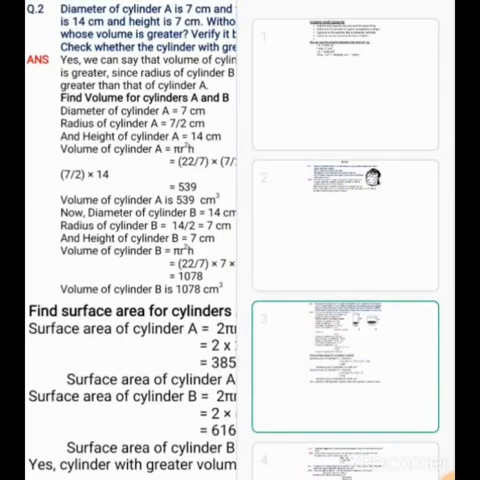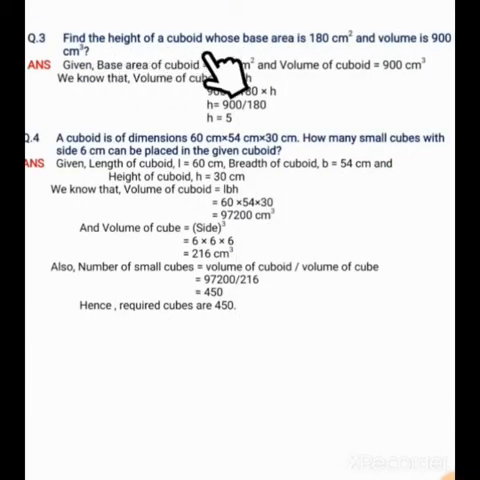Come to the next question number 3. Find the height of a cuboid whose base area is 180 centimeter square and volume is 900 centimeter cube. Now students, here the cuboid base is given. So base means L B. Volume of cuboid is given, 900 centimeter cube. So put in the formula, volume of cuboid, L multiply B multiply H. Volume is given 900, base is given L B, that is 180, and we have to find the height. The height equals 5 centimeter.